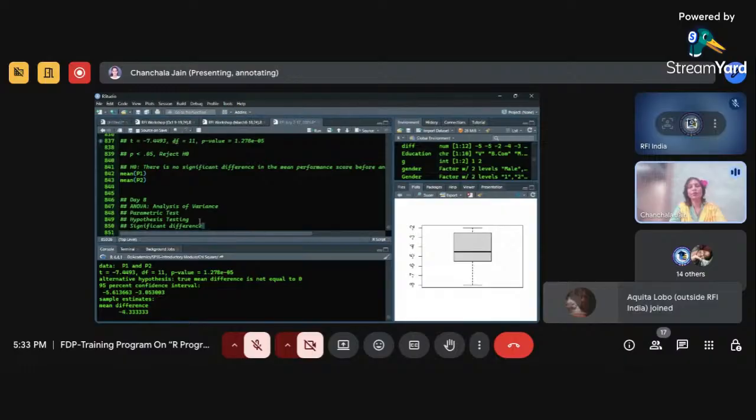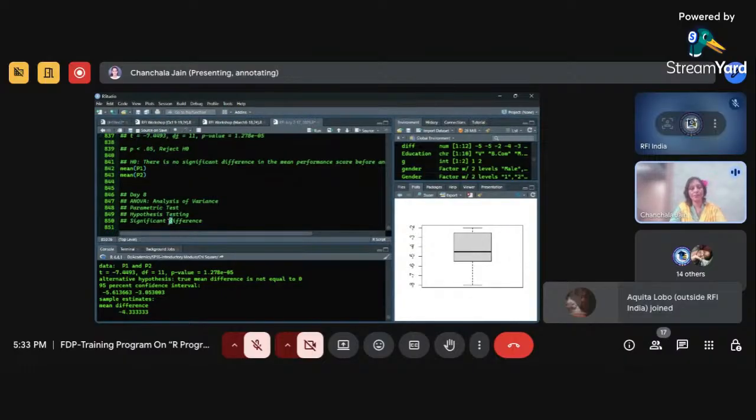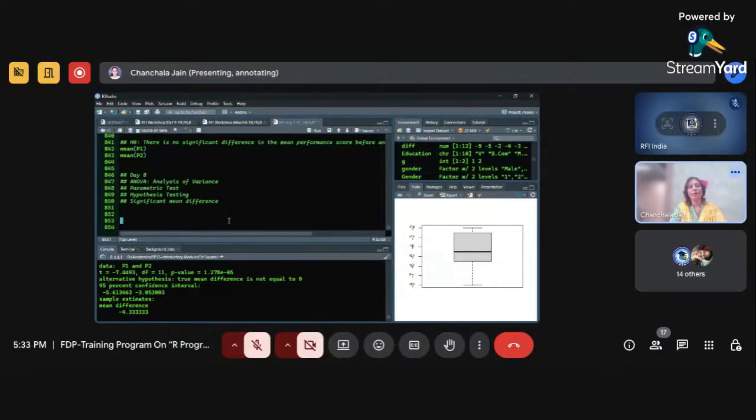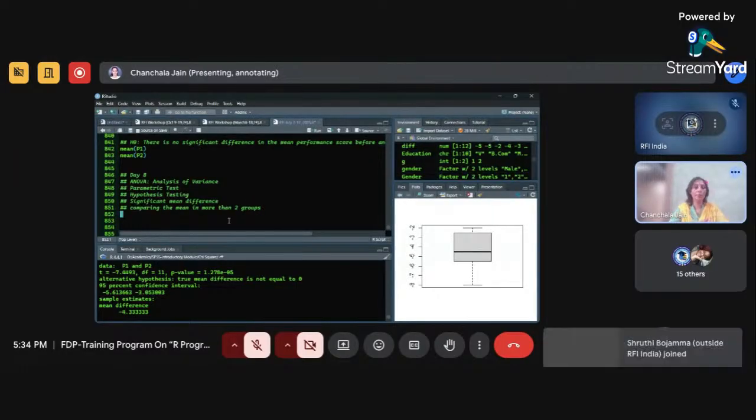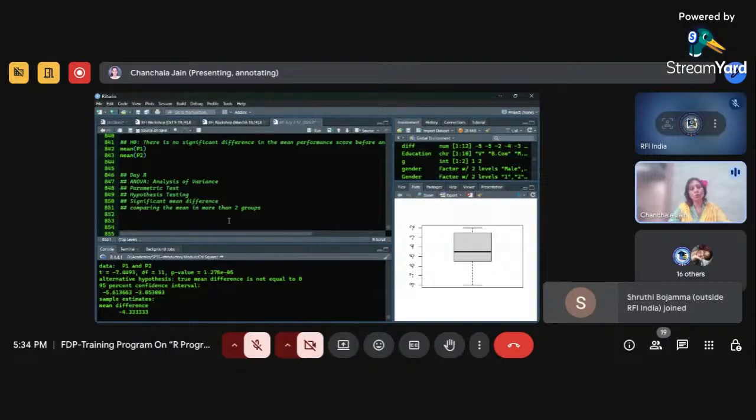So wherever we are interested to find the significant mean difference, there we are using ANOVA, right? But there is a resemblance between ANOVA and t-test, because the t-test is also doing the same thing, that is finding the significant mean difference. So for differentiating between ANOVA and t-test, we are comparing the mean in more than two groups, right? So the t-test is limited to only two groups. Not more than two groups can we use the t-test.